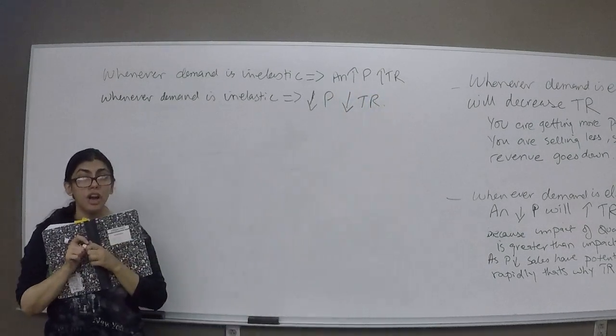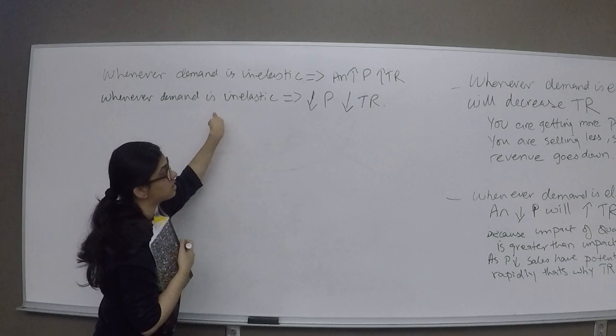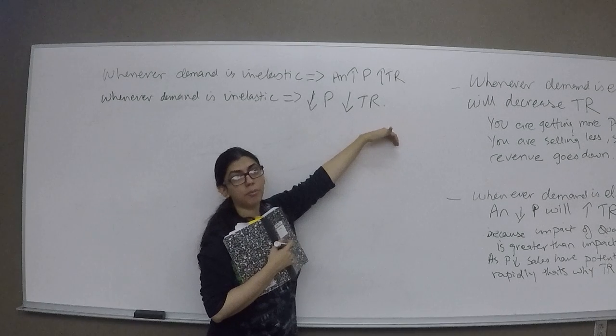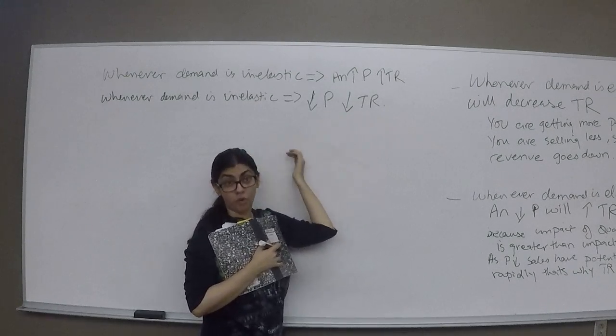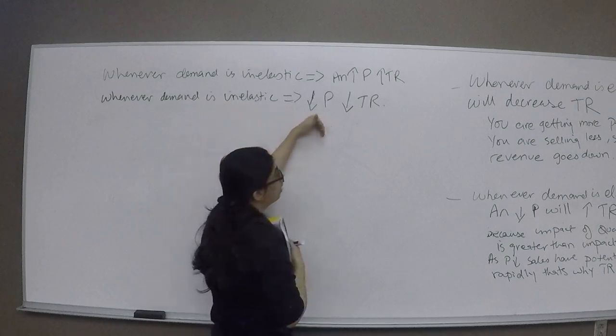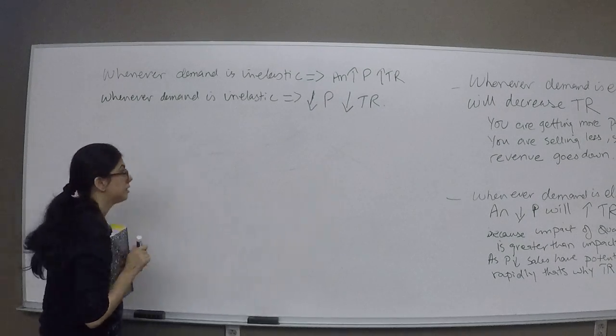So when people are not responsive to changes in price, meaning they don't care if the price is increasing or decreasing, a change in price won't really make much of a difference in their buying habits. So if demand is inelastic and price goes up, total revenue will go up because the same amount of people are still buying the product they were buying before. If demand is inelastic and price goes down, total revenue will go down because the same amount of people are still buying the product they were buying before.